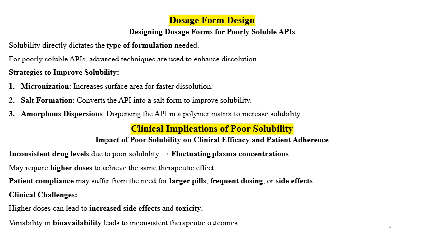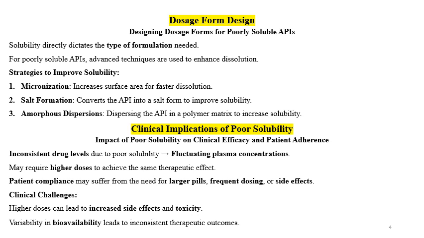Now see the clinical implications of poor solubility, and how solubility impacts clinical efficacy and patient adherence. If there is less solubility, then it will lead to inconsistent drug levels, and that's why fluctuating plasma concentrations. Low soluble APIs generally require higher doses, and higher doses will lead to side effects. They may require higher doses to achieve the same therapeutic effect.